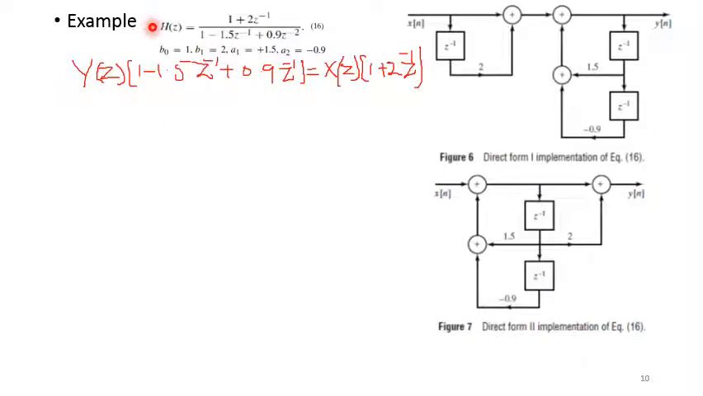Again, the direct form 2 implementation of this one will be x of n delayed by 1 unit, and for the zeros we just straight away multiply it with 2, and for the case of the poles it will be multiplied by 1.5, with 1 unit delay again for the poles, and then it's multiplied by minus 0.9. So that's the direct form 2 implementation for this particular system function.